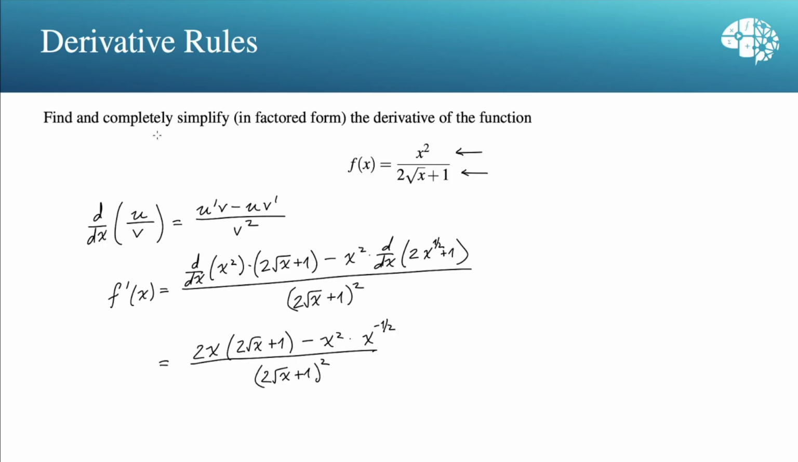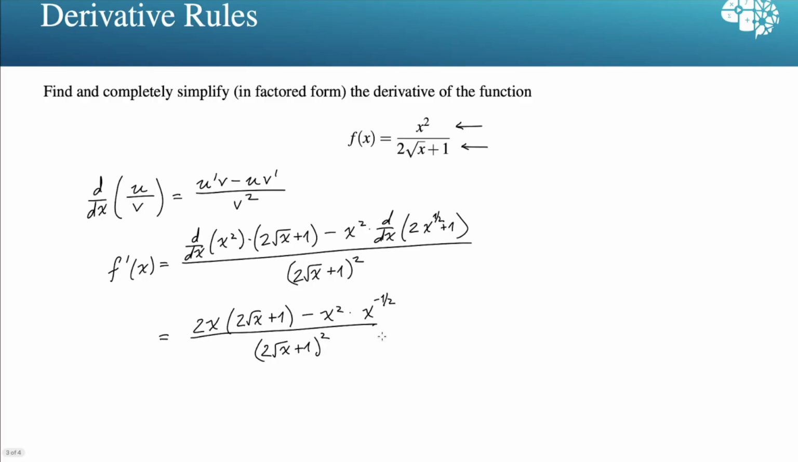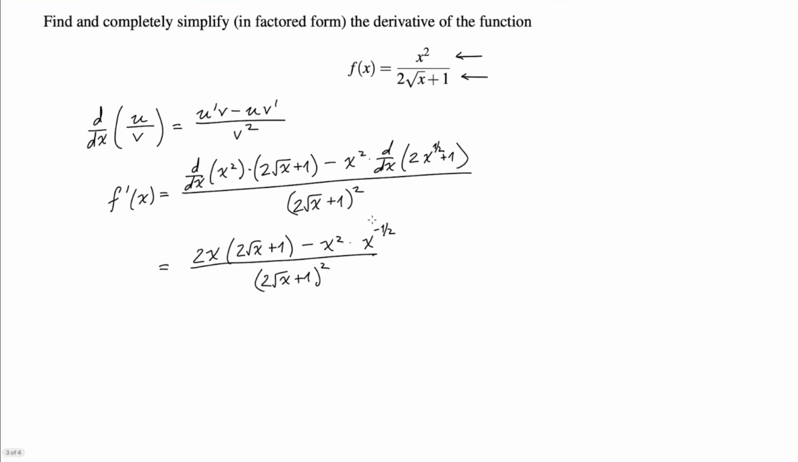Now, this says to find and completely simplify in factored form the derivative. So we have the derivative here. We'd like to simplify this just a little bit. Now, to do this, first, we're going to recognize that we have a negative exponent here. I'm actually going to combine these two x's first. So I've got x squared times x to the negative 1/2, which, when you multiply two things with the same base, you add the exponents. So 2 plus negative 1/2 is 3/2. So we have minus x to the 3/2.